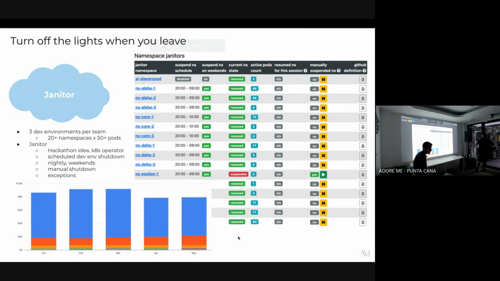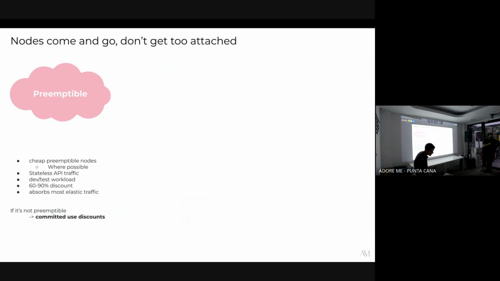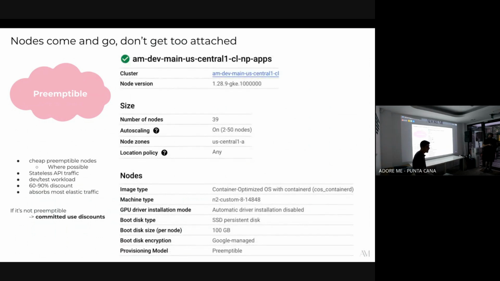It started as a hackathon idea. And if you can see the font, it's probably a 10K a month cost for our development cluster. So this is the problem that we are mitigating with this tool.